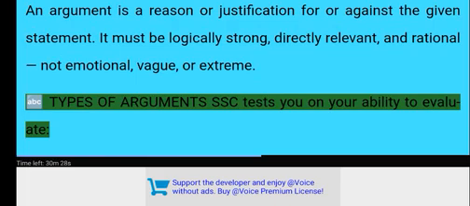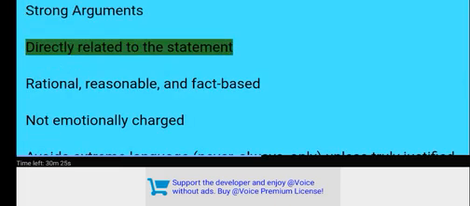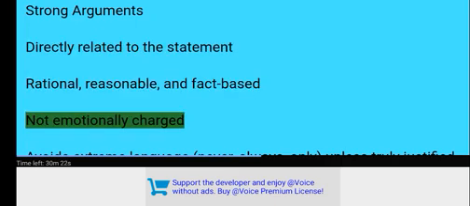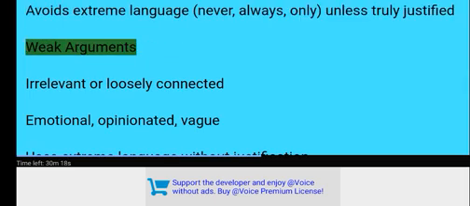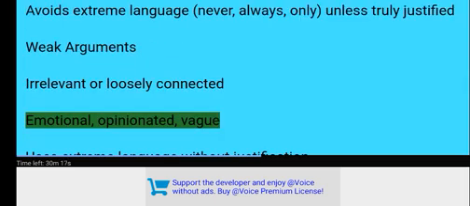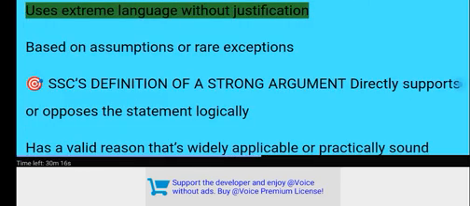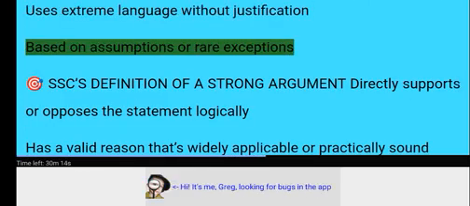SSC tests you on your ability to evaluate. Strong arguments are directly related to the statement; rational, reasonable, and fact-based; not emotionally charged; and avoid extreme language like never, always, only, unless truly justified. Weak arguments are irrelevant or loosely connected; emotional, opinionated, vague; use extreme language without justification; and are based on assumptions or rare exceptions.